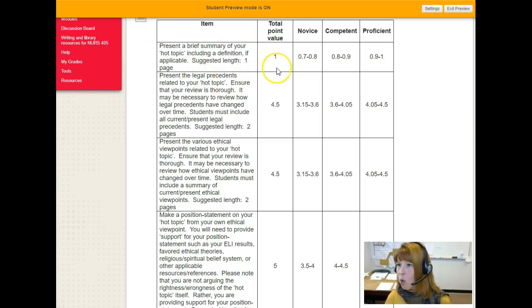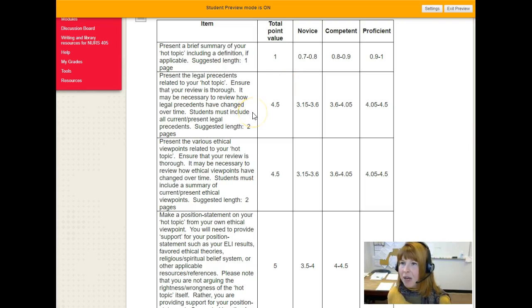This is worth 1 out of 15 points. So again, don't spend too much time on this, but basically, in about 1 page, clearly explain it to me if I don't understand it, right? You're going to be providing this information to a nursing peer. And it will also tell me how much you understand about it in that 1 page summary.